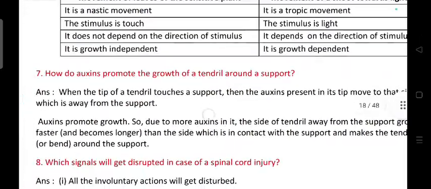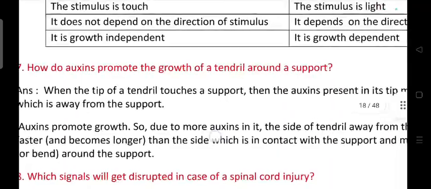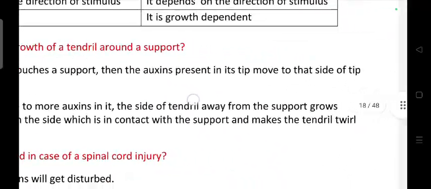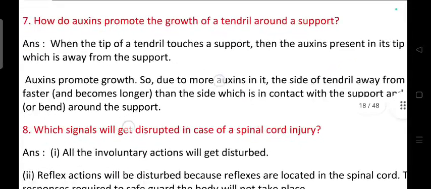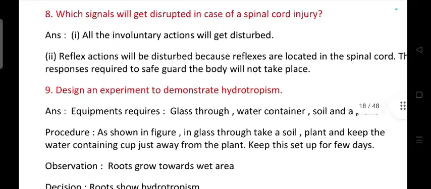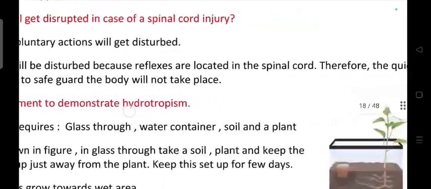Next, come to 7th question. How does auxin promote the growth of a tendril around support? So this is the answer. You have to read textbook for this. Here is the answer already, so you can easily write. So this is the answer.